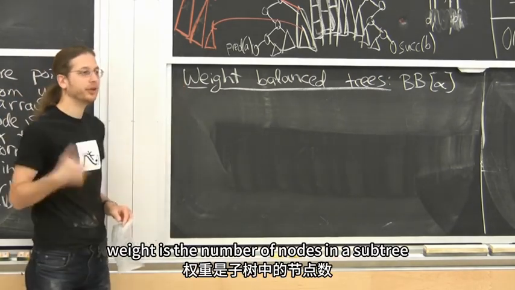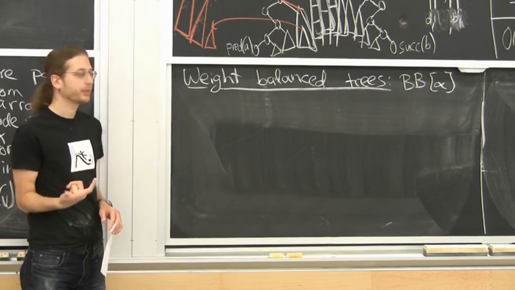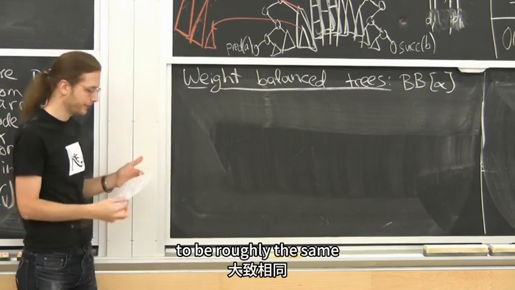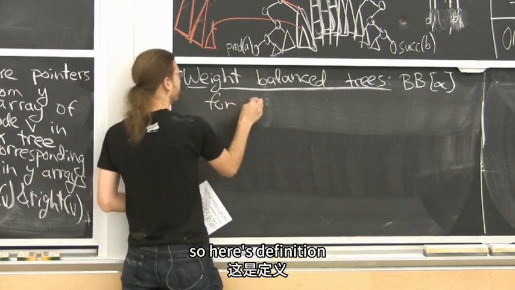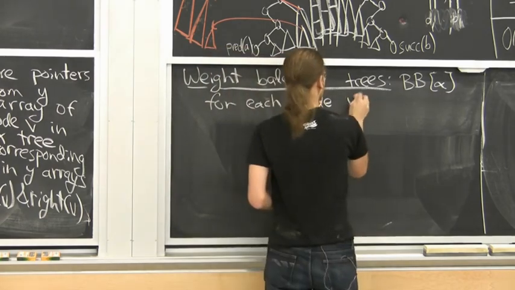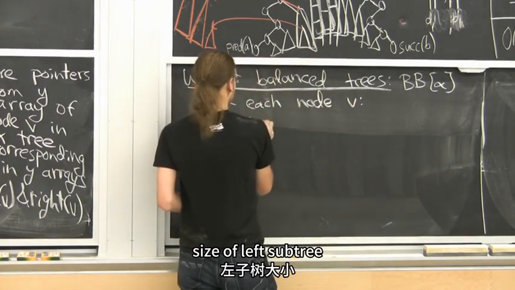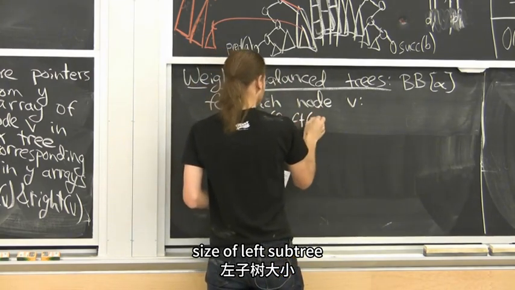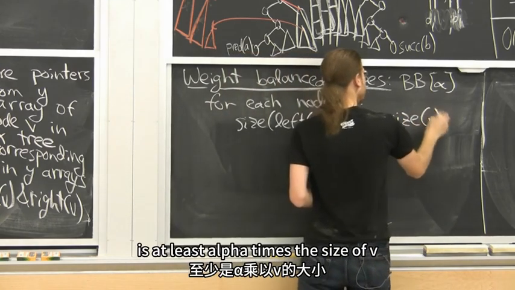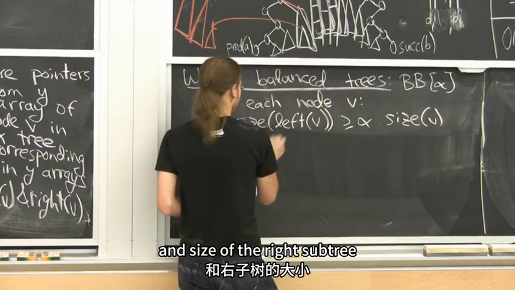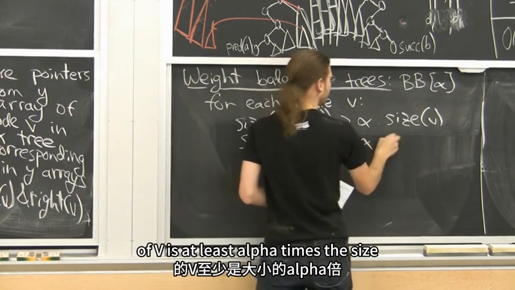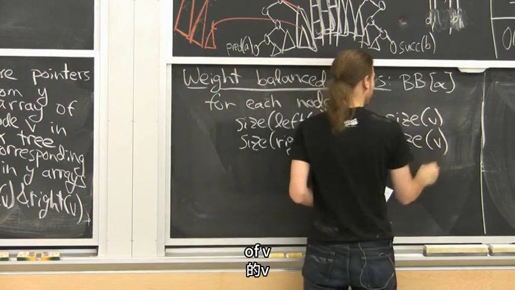Weight balance trees, weight is the number of nodes in a subtree. Weight balance trees, I want to keep the size of the left subtree and the size of the right subtree to be roughly the same. So here's the definition of BB alpha trees. For each node V, size of left subtree of V is at least alpha times the size of V, and size of the right subtree of V is at least alpha times the size of V.